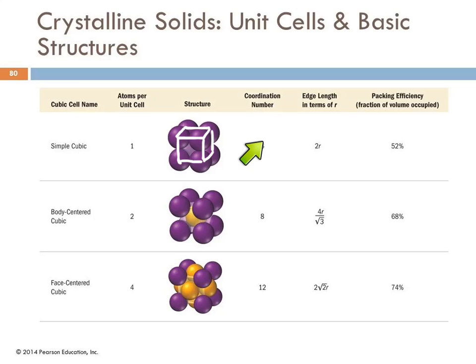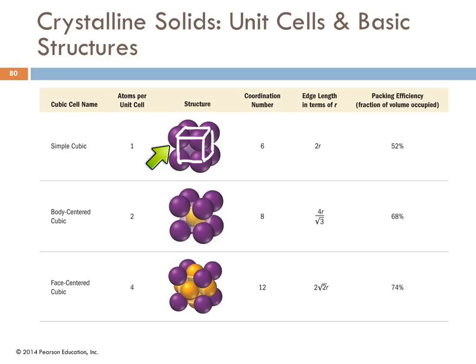The coordination number here is going to be 6, because this atom is touching that one, and this one, and the one above. That's 3, and then there's one below, and there's one over here, and there's one over here. So it's actually touching 6.